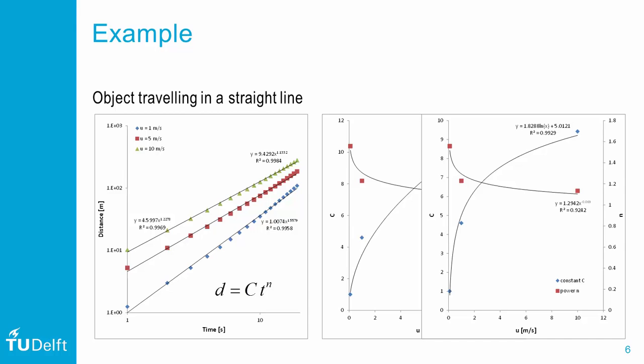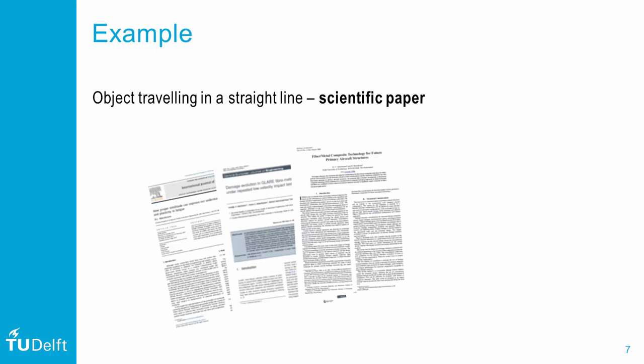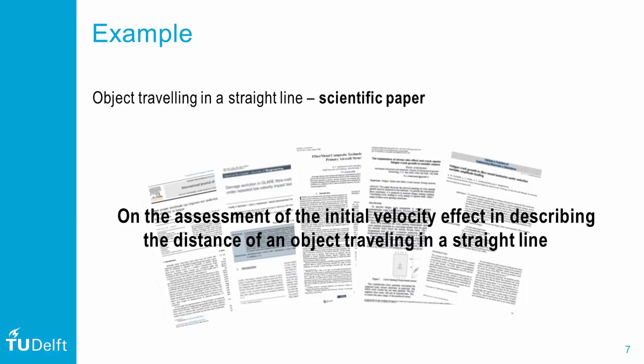Here's magic moment number 2. If the R-squared value is high, say above 0.9, we are generally satisfied. This trend line must be good. And now we can make predictions, so let us draft a paper on the assessment of the initial velocity effect in describing the distance of an object traveling along a straight line.